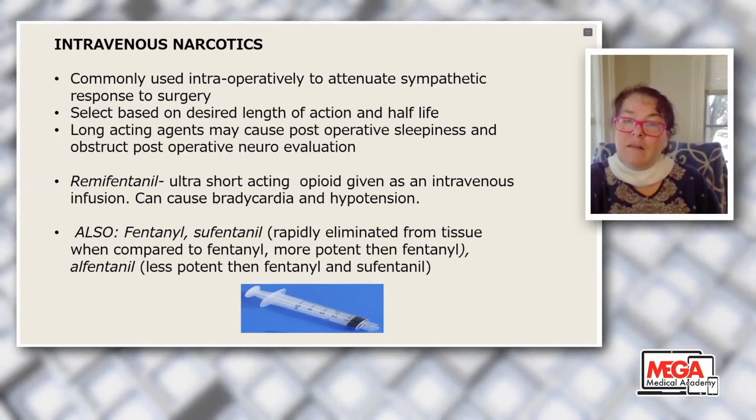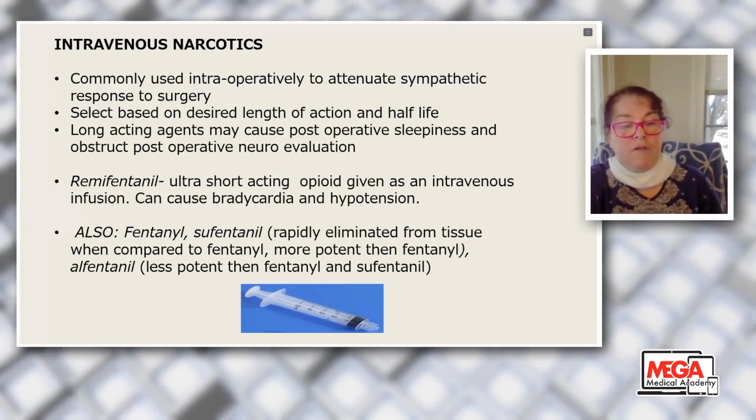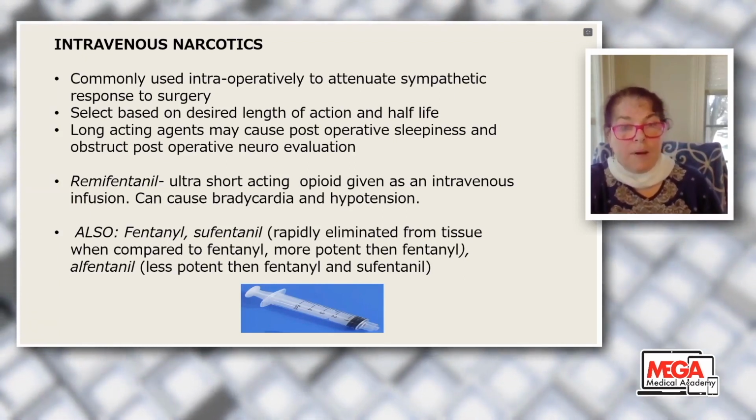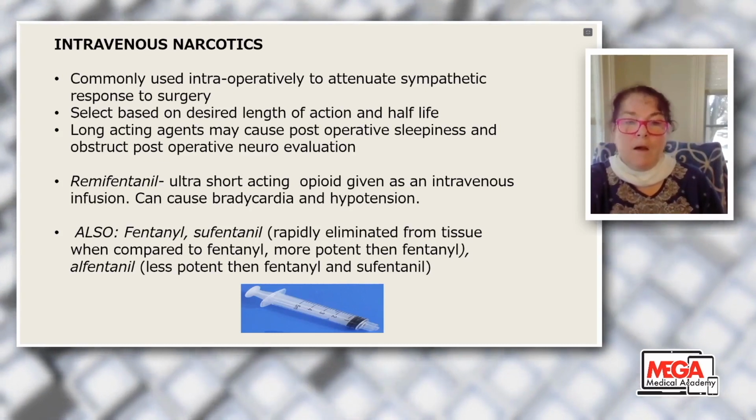They may have excessive sleepiness and you don't know if it's from what you gave or if there's a problem with their brain. So it's always something to remember when you decide on what narcotics you're going to use during surgery and or after surgery.